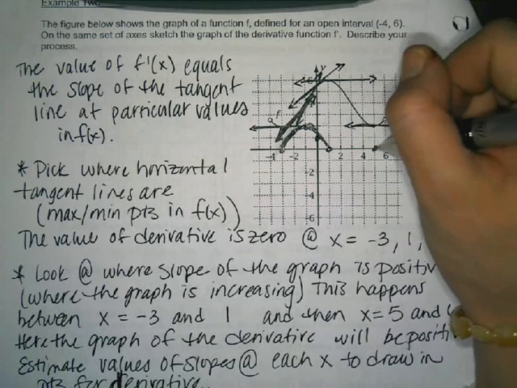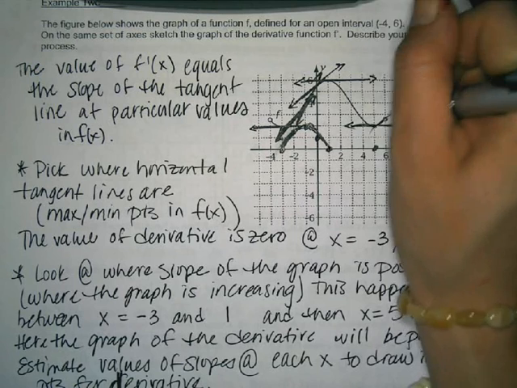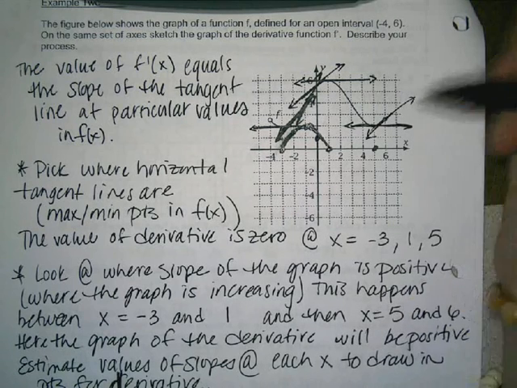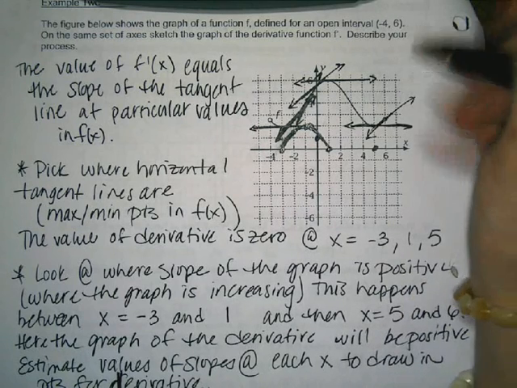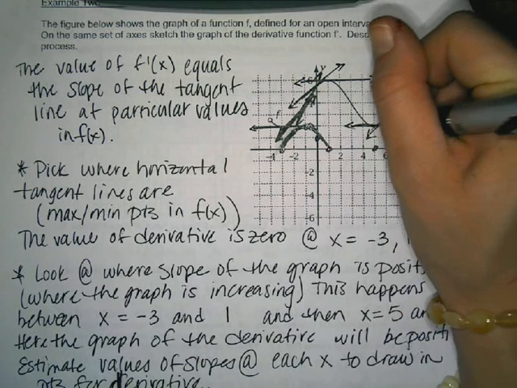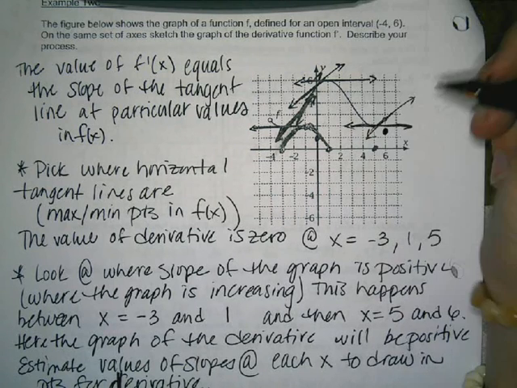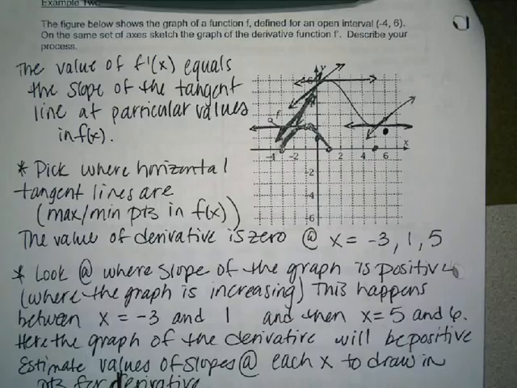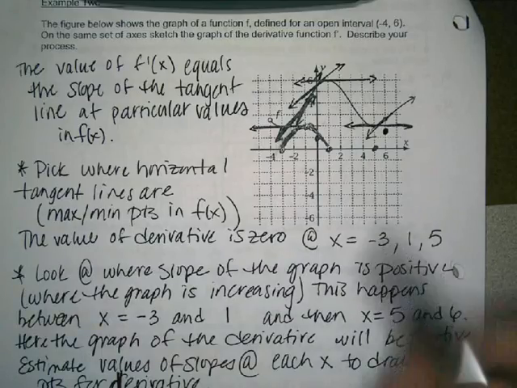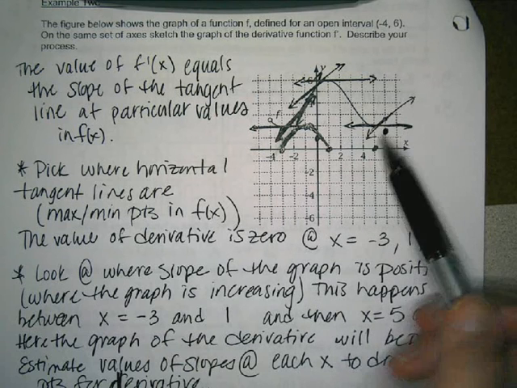Alright then, and 5 and 6, we can assume that that's maybe 1.5 again. Below be the complete opposite? Yeah.